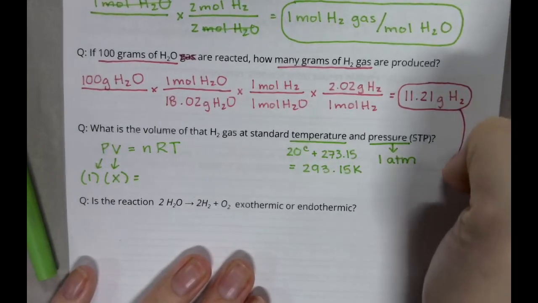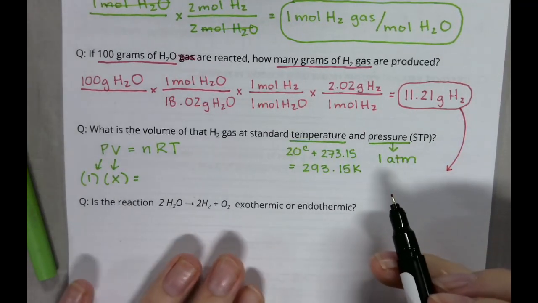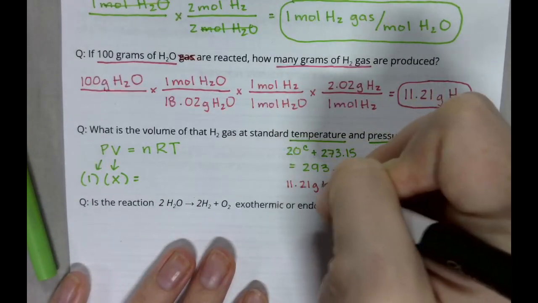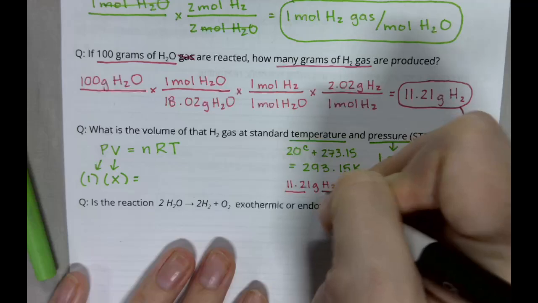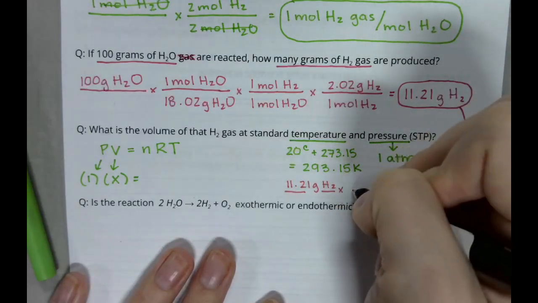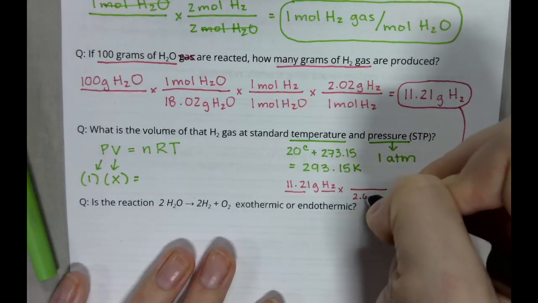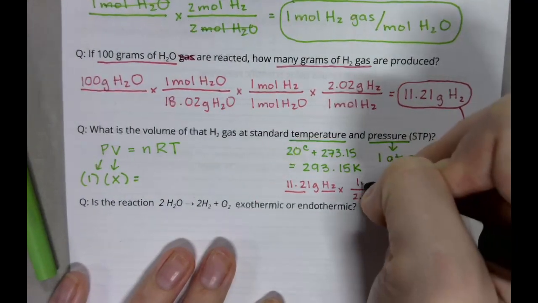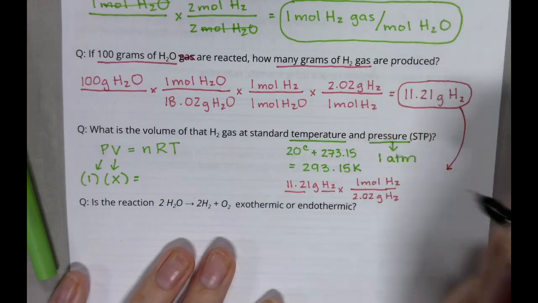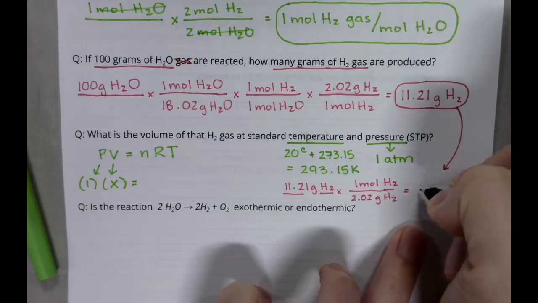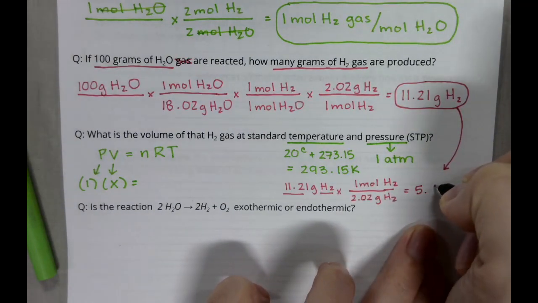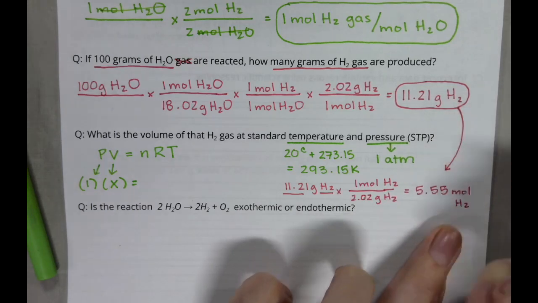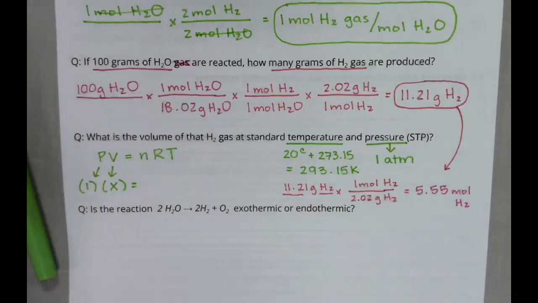Let's take our grams of H2 and let's do a little bit of working backward. We have 11.21 grams of H2. We want to convert that to moles, no problem, because we know that 2.02 grams of H2 is equal to 1 mole of H2. We can do that math, and we find out we have 5.55 moles of H2. Awesome. So we're going to plug that in here.